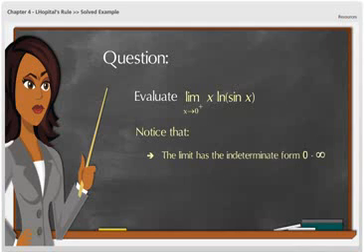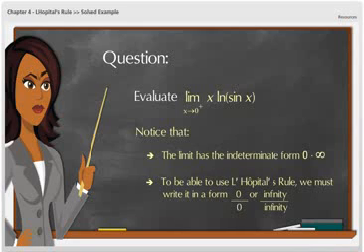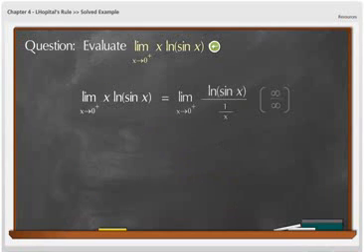Now, if you wanted to evaluate your limit, you'll find that it has the indeterminate form 0 times infinity as x goes to 0 from the right. But in order to use L'Hopital's rule, you need to put it in the form 0 over 0 or infinity over infinity. So how are we going to do that? Well, we need to rewrite the expression in a way that gives us the desired indeterminate form by moving the x from the numerator to the denominator as 1 over x. If you write it in this way, then you are going to have the desired indeterminate form, which is infinity over infinity.